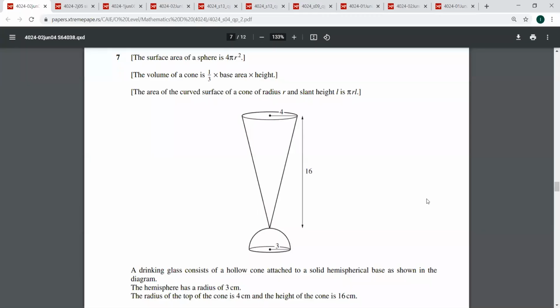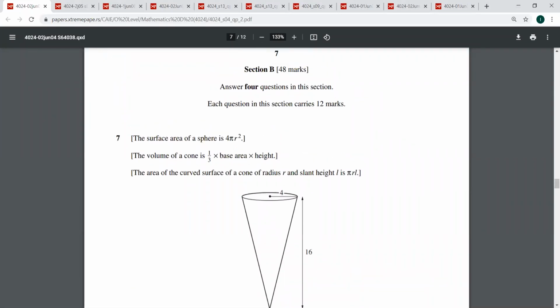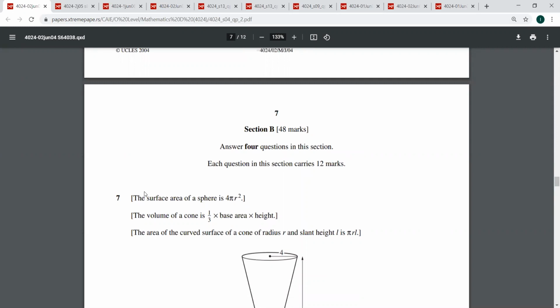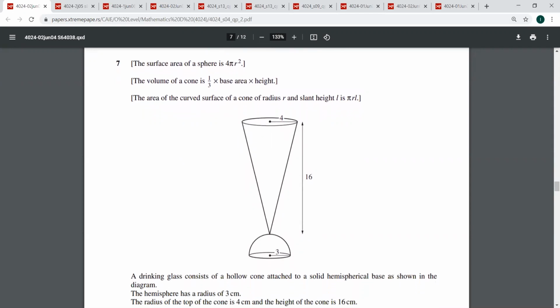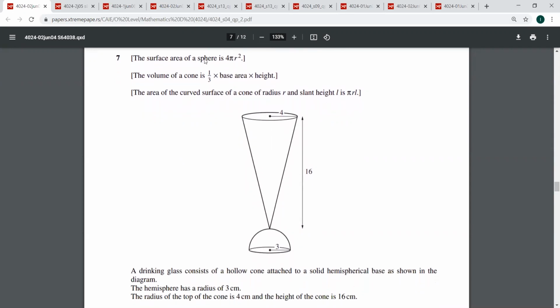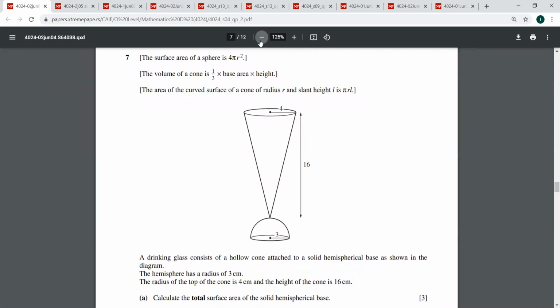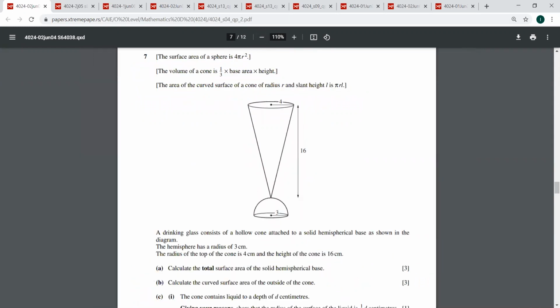Okay, guys, this is the paper two question, and this is from June '04. Okay, paper two. And you can see that these formulas of the surface area of a sphere, the volume of a cone, and the curved surface area of a cone, everything is given over here. Let me just minimize this so that we can see what it is asking from us.